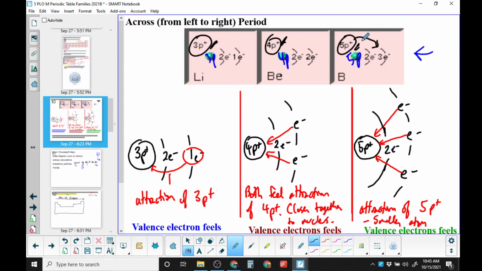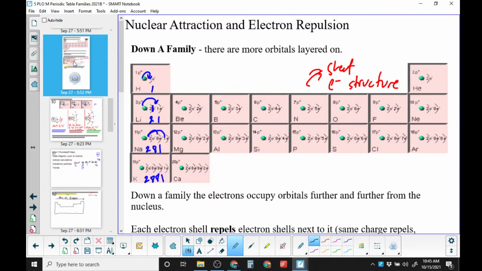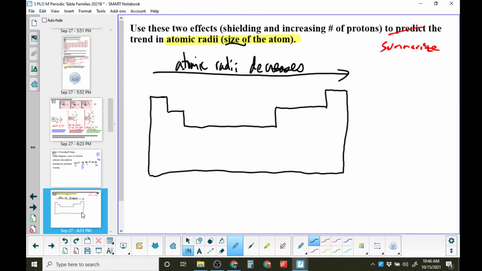So you're asking about down? When you go down, it's different because what are you adding? You go from here to here, what changed? You added a whole new shell. And this shell is repelling the outer electrons because they're negative and negative. So in addition to the extra attraction, you have a much stronger repulsion, and that pops the outer electron out quite a distance. So down bigger, across smaller. Does that make sense? Those were all excellent questions. Atomic radii decreases that way, and it also decreases that way.